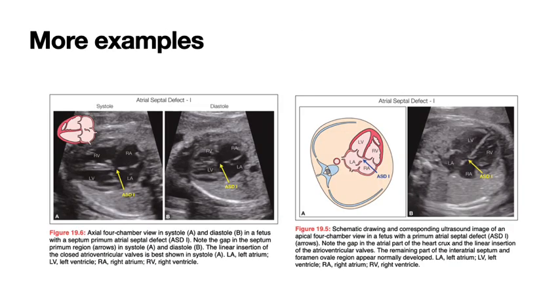Here are just a few more examples of a primum defect on the left, where you have a foramen ovale, a little flap right over top of it, but then there's a gap before the septum reaches down to the crux.